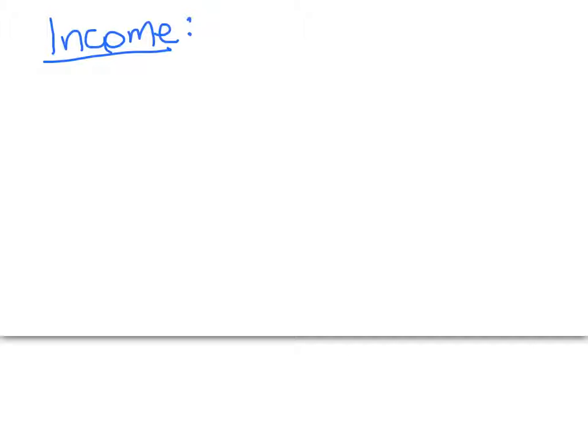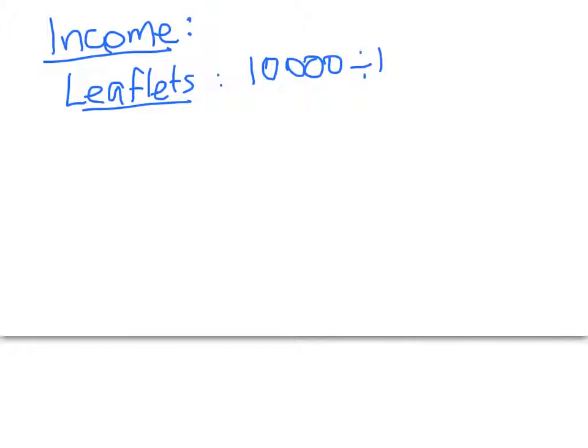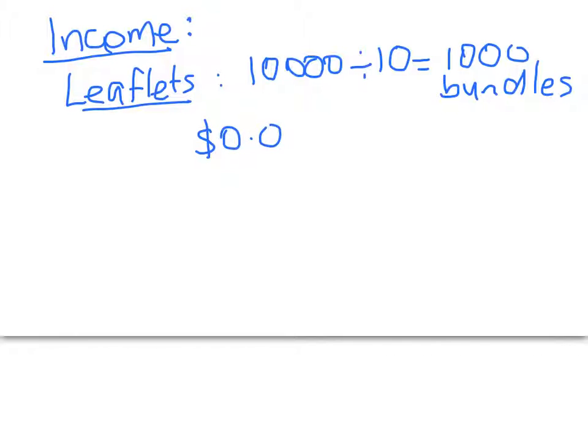So thing number 1 from the leaflets. Well, she doesn't get 5 cents for every leaflet. She gets 5 cents for every 10 leaflets. So we need to take the 10,000 she delivers and divide that by 10. So we can call those leaflet bundles. For each bundle, she gets 5 cents. So altogether she gets $50.